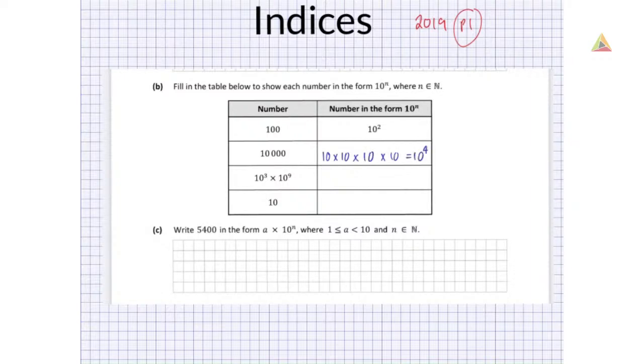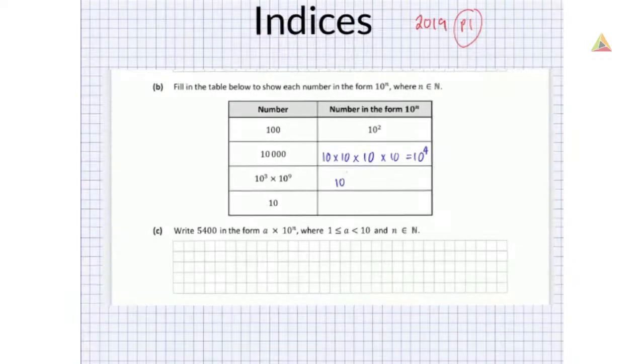Next one, we have the same base. If you look at it, we have 10 to the power of 3 by 10 to the power of 9. So it's the same base, which is 10. So when we have the same base and it's multiplied, we add the powers. So we add 3 plus 9, and 3 plus 9 is going to give us 12. So the answer is 10 to the power of 12.